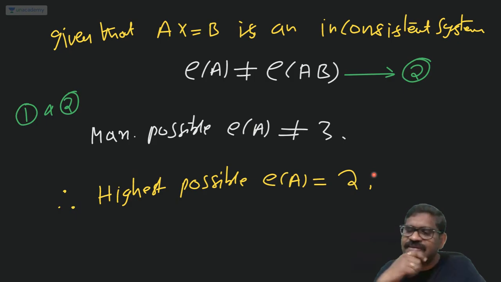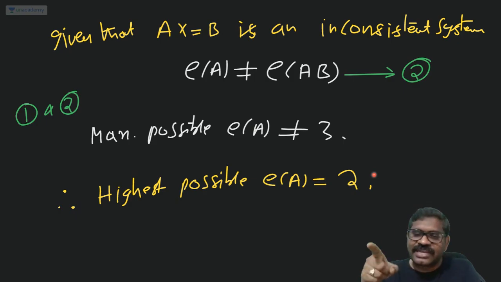Mr. Akhtar, rank of AB is 3. Rank of A is not equal to rank of AB. That's why rank of A is not 3.